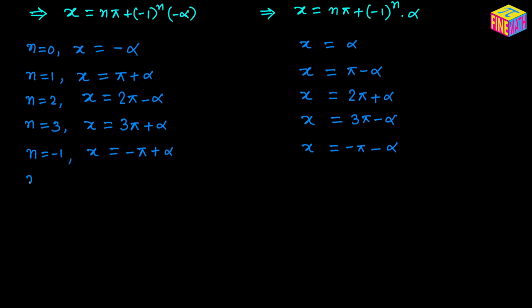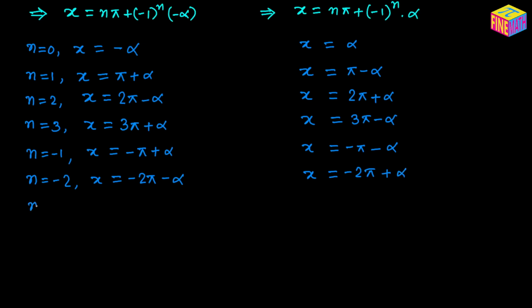And then let's use n equals negative 2, then x will be equal to negative 2 pi and then plus negative 1 raised to the power negative 2 times negative alpha, so that will be positive 1 times negative alpha, so that will be negative alpha then. And here on the right hand side, x will be equal to negative 2 pi and then negative 1 raised to the power negative 2, that will give us a positive 1, so positive 1 times alpha, that would be plus alpha then right here.